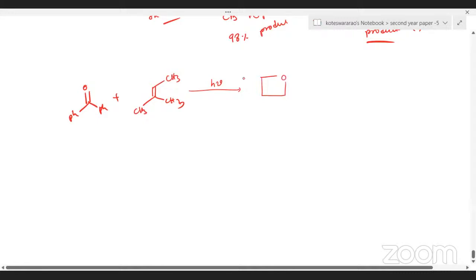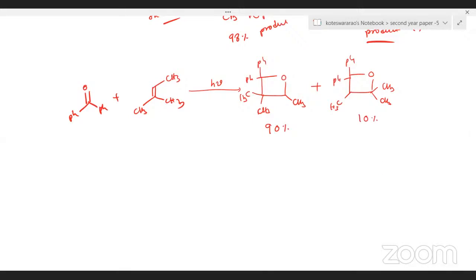I don't want to explain the mechanism again. Both reactants follow the same mechanism. This is the one, with CH3, CH3, CH3, and Ph. Now, 90% yield is obtained here, and 10% yield is obtained here. 90% is here, 10% is here, right?